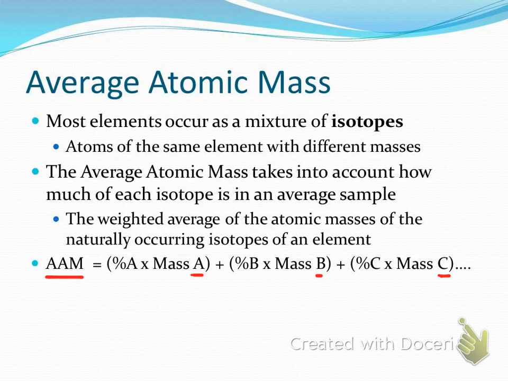But what we're going to do, we're going to take the percent of occurrence, which means like oxygen might be 99.9% of oxygen 16, and 0.1% of oxygen 15, right? We're going to take the percent occurrence times the mass of that isotope, plus the percent of the second occurrence times the mass of that isotope, plus the percent times the mass. Okay, we do that for as many times as we need to get through all of its stable isotopes.